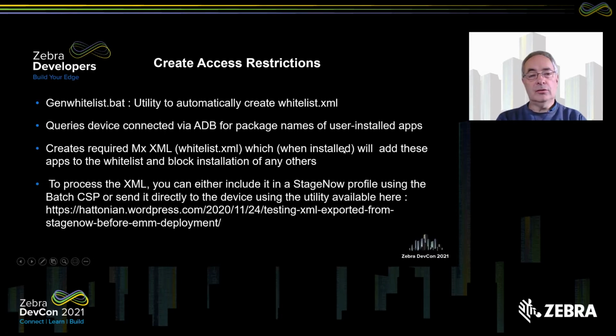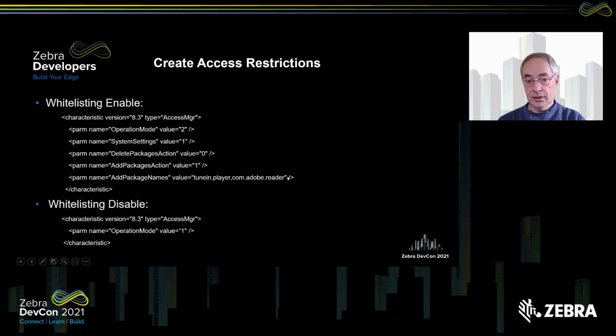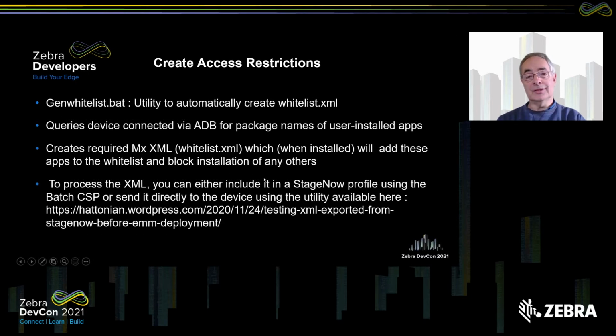To demonstrate this, I've put together a batch file which will automatically create a whitelist.xml file, which will look exactly the same as this, but will have the names of the currently installed applications in this line. It's going to build that for you automatically. It just queries the connected device via ADB to get the package names of the apps already installed. Then it generates this whitelist.xml, which you can install via MX, and it will add those pre-installed apps to the whitelist and block installation of any others.